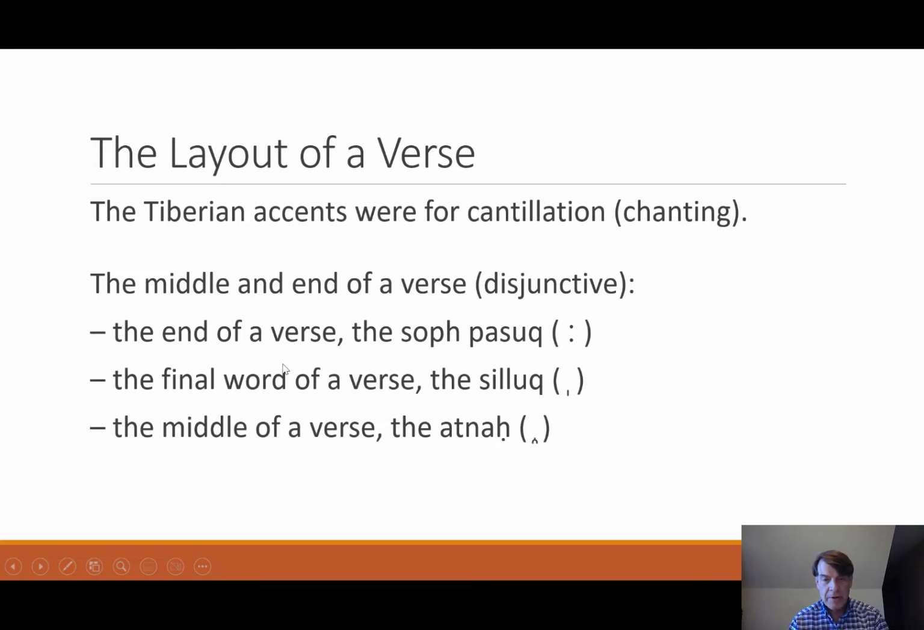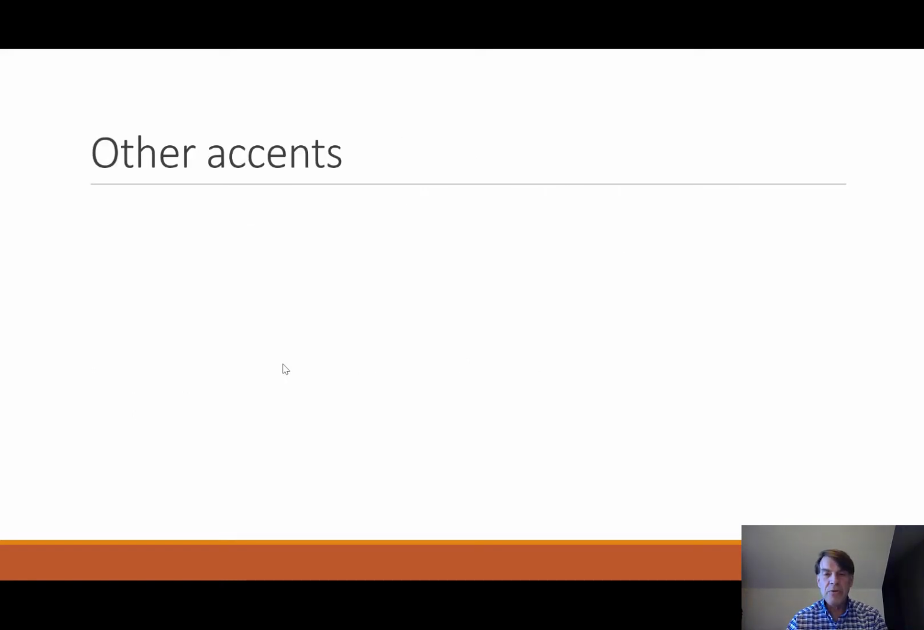The ones to know. The sof pasuk, which may or may not be considered even an accent. It's the end of a sentence, the end of a verse. The saluk, which is the accent on the last word of a verse. And the atnak in the kind of meaning middle of a verse. Okay, those are the big ones. Here are some other ones that again, there's so many of them. I don't know them all. You can look them up online if you want to know them.